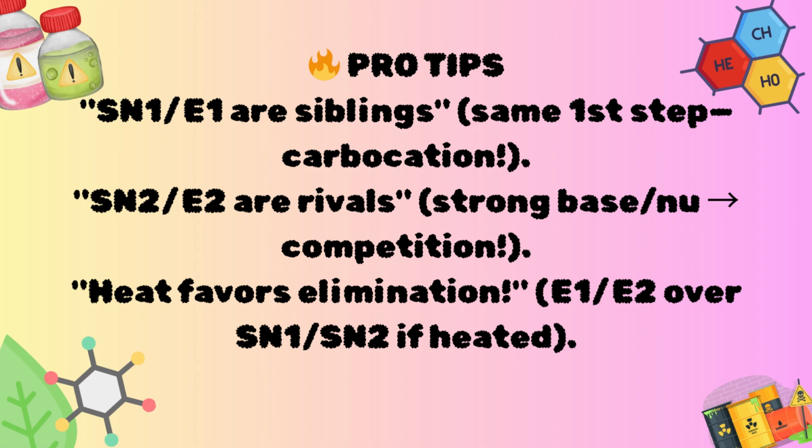These pro tips will be really helpful to you in memorizing all these mechanisms. SN1 and E1 are considered siblings. SN2 and E2 are rivals, that is, they are opposite to each other. If heat is used in the reaction, it will favor elimination over substitution.